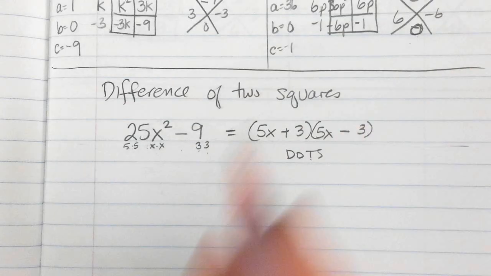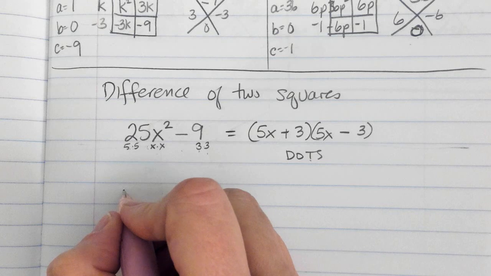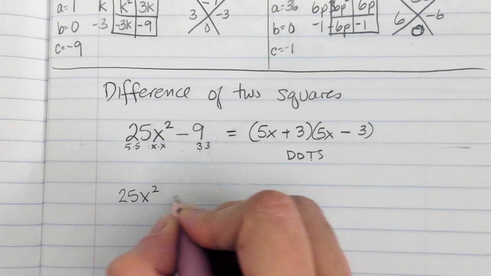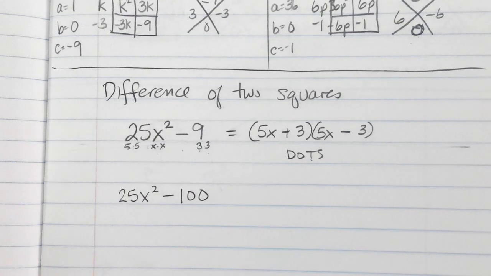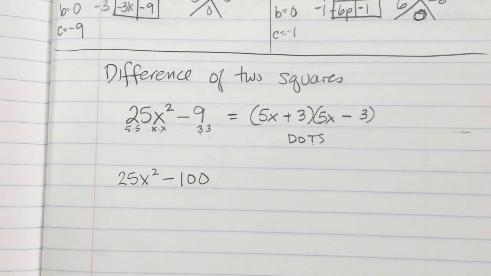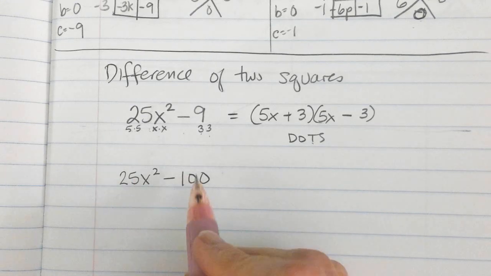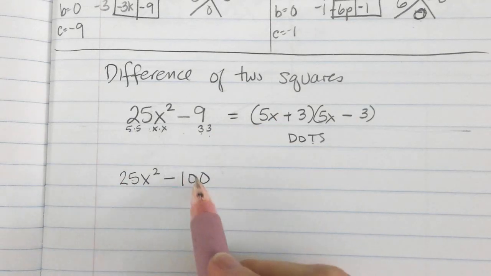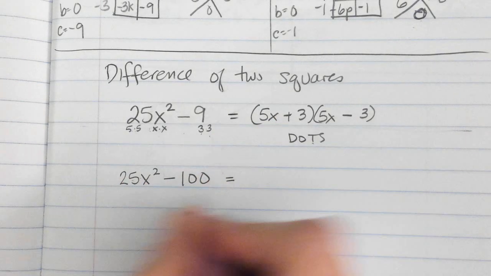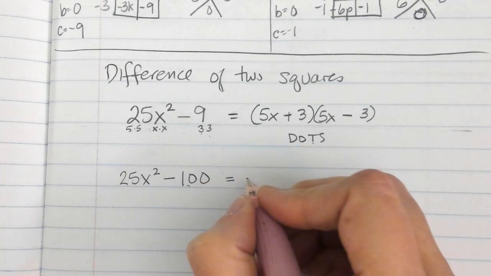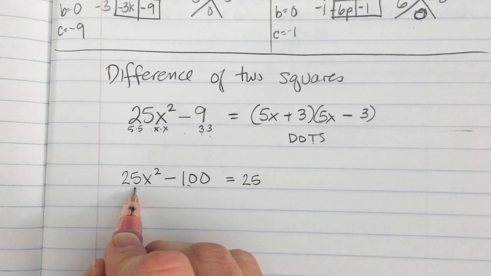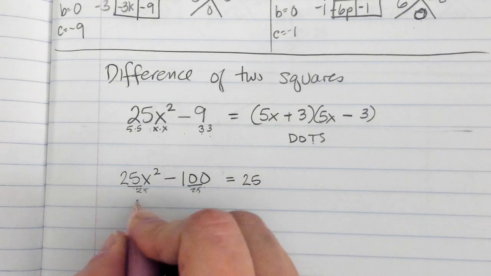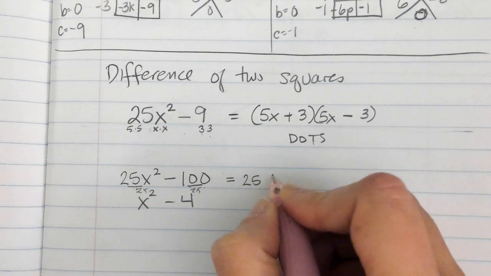Let's try another one. Okay, so let's say we have 25x squared minus 100. Now I could just take the square root, but the first thing that we always do is look for a greatest common factor. Do I have a greatest common factor here? Well, yes, I do. The greatest common factor here is 25, because I can divide this by 25 and that by 25. When I divide them by 25, I get x squared minus 4.